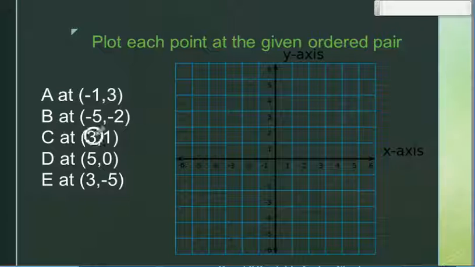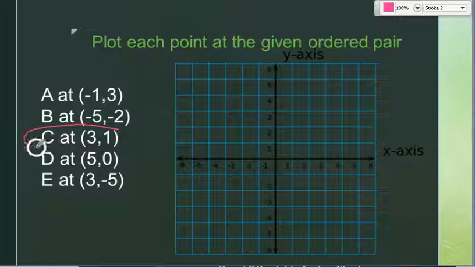Point C has a positive x value of 3 and a positive y value of 1. So remember, the x value tells us how many we're going to move to the left or to the right. So we're going to move 3 to the right. And then the y value tells us how many we're going to move up or down. So we're going to move up 1.